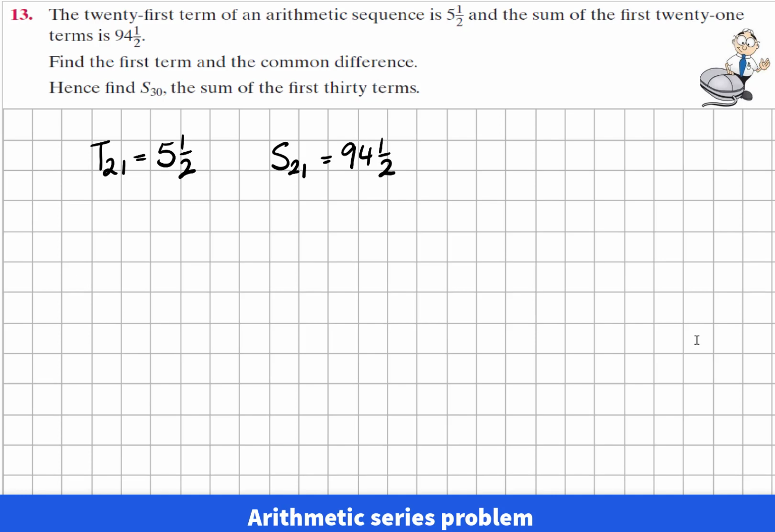We're asked to find the first term and the common difference. So in other words, we want to know A is equal to what, D is equal to what. And it says, hence find the sum of 30. So we also want to know S30. So there's our questions. This question is very similar to the question we looked at yesterday. I'm going to use the two formulas because I know something about terms and I know something about sums.